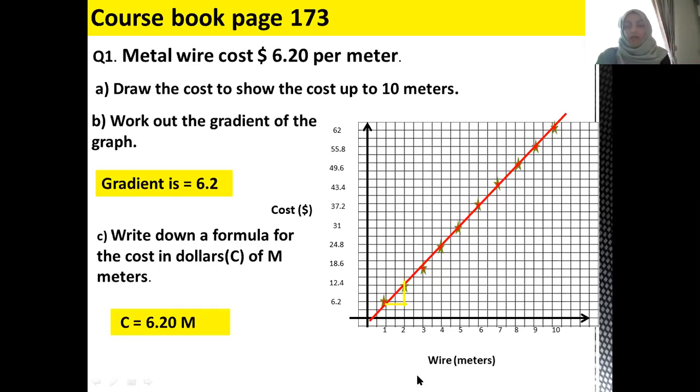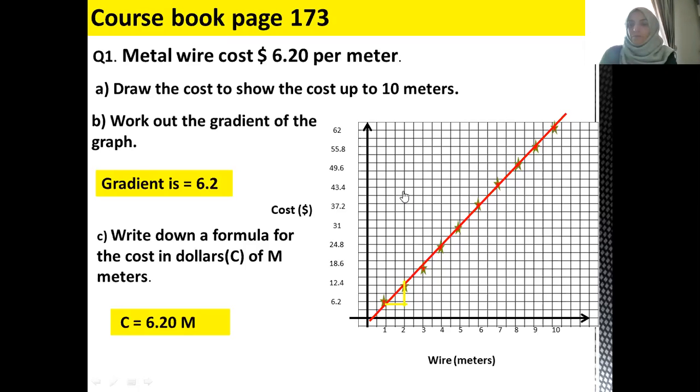Let's think about it a bit more. Again, if I have 1 meter, 1 multiplied by 6.2. What about 2 meters? 2 multiplied by 6.2. 3 and so on. So they are in direct proportion. From this general formula, I wrote the formula directly at the beginning. Where is the gradient? It is in front of us.